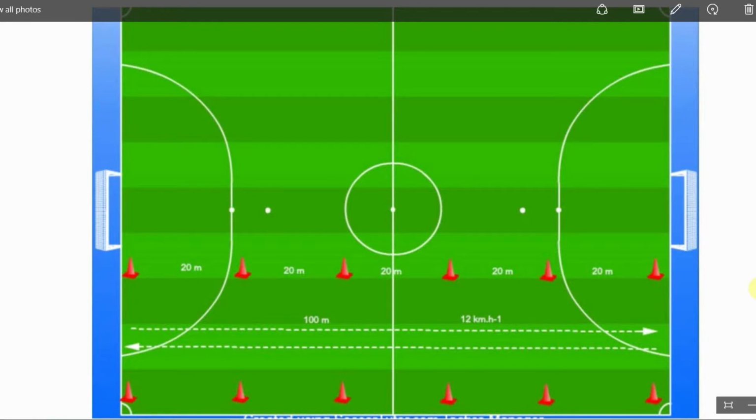For this test, the players were required to run back and forth between two lines placed 100 meters apart on a soccer pitch. Players run for 4 minutes at 12 kilometers per hour with a change of direction every 100 meters. And after doing this 4 minute jogging, they stop in their place without any moving to record heart rate recovery.